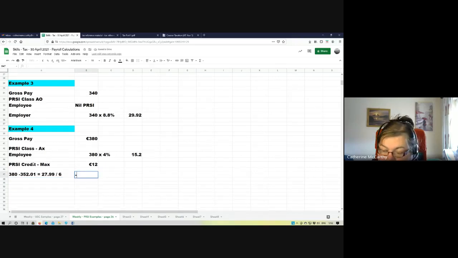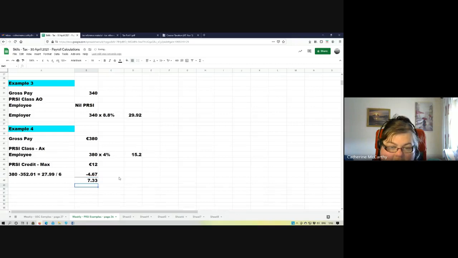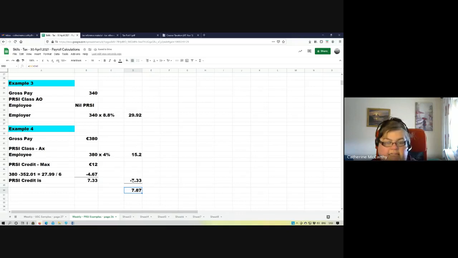And that's the amount the PRSI credit is going to be reduced by. So instead of getting a €12 PRSI credit, 12 minus 4.67, they are now getting a PRSI credit of €7.33. And that €7.33 is taken off the PRSI that person owes. So 15.20, what he was at the start, less his PRSI credit of 7.33 gives us €7.87.